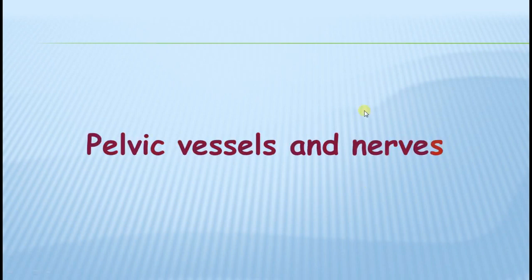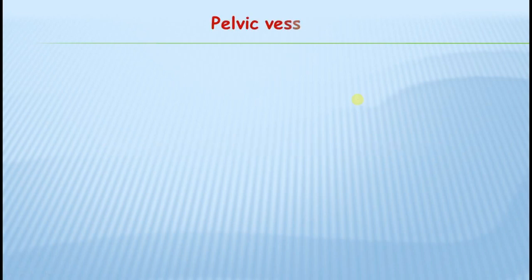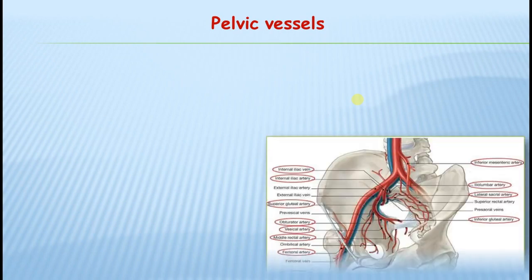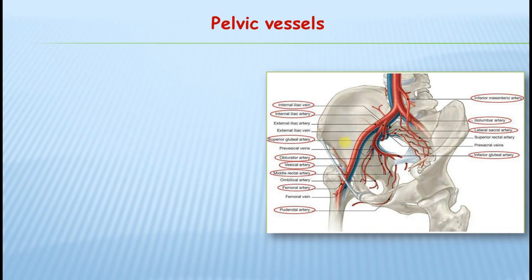This is Dr. BK for you, and today I am going to discuss the pelvic vessels and the nerves of the pelvic region. Now first, with respect to the pelvic vessels, what are the major arteries supplying the pelvis? The pelvic viscera and the wall of the pelvis are mainly supplied by the internal iliac artery, which forms the major artery supplying the pelvis.